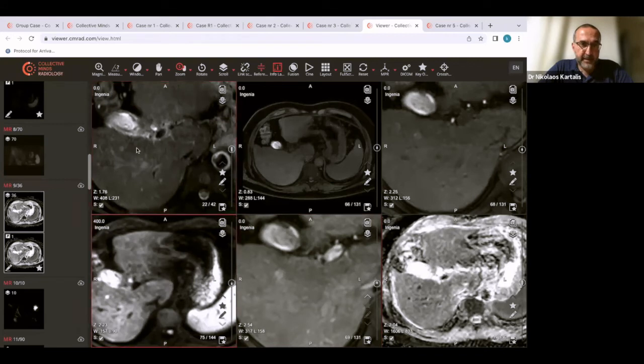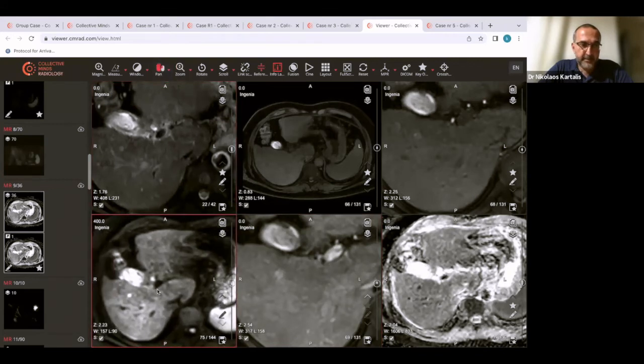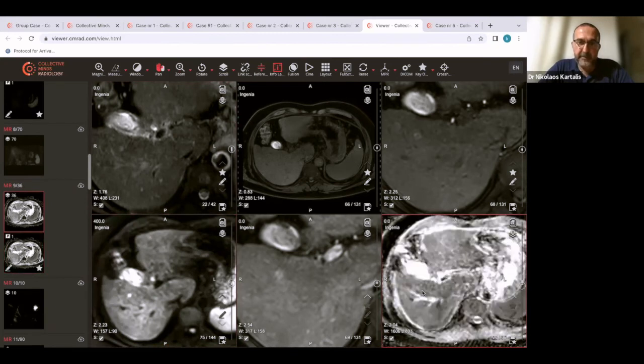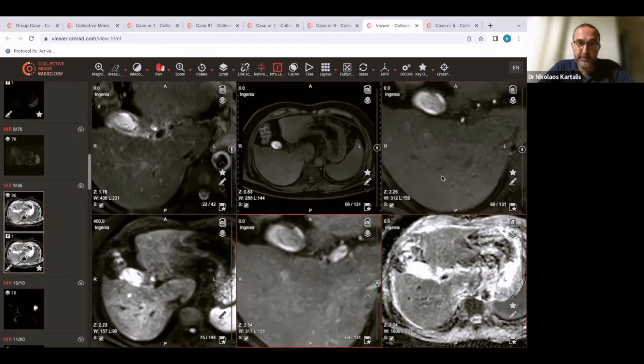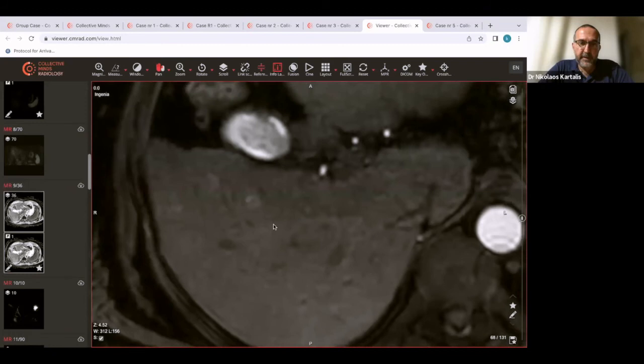As we discussed, diffusion shows high signal on b-values, and a dark ADC map. So this is definitely not hemangioma, because a hemangioma should not be dark in the ADC map, and more importantly, it should not have a rim enhancement, as we see here in the late arterial phase.